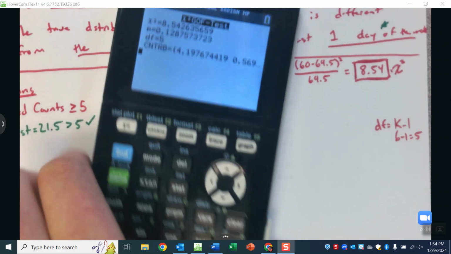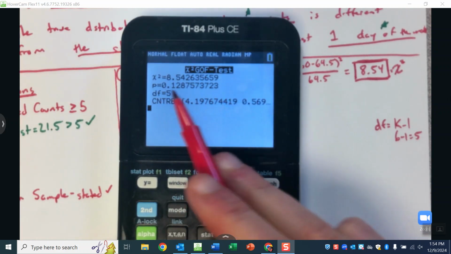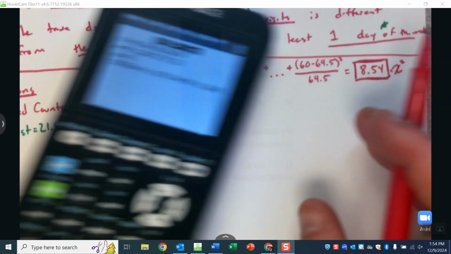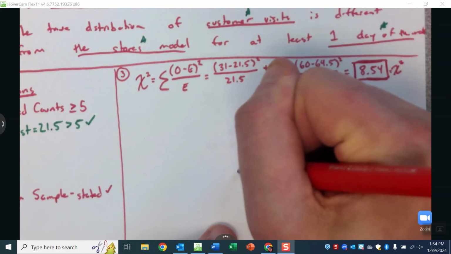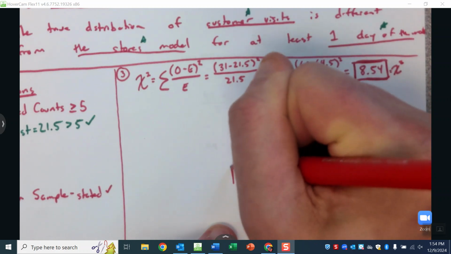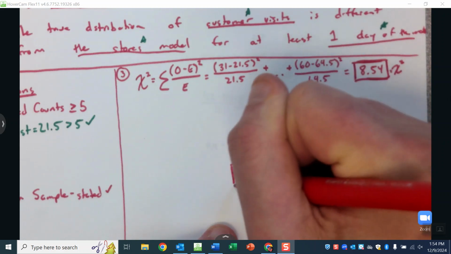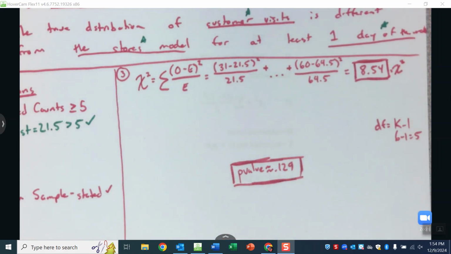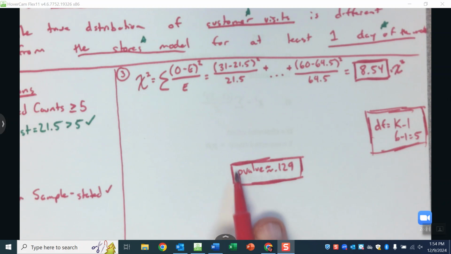All right, this screen also gives me the p-value, which I need. So I might as well write that down. But let me show you guys how to find this p-value so that we know how to do it.